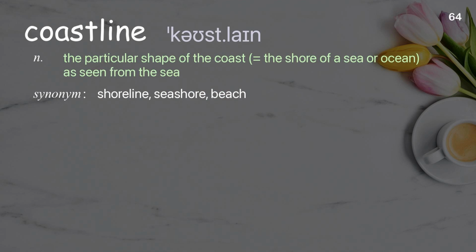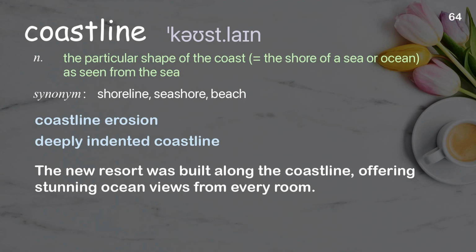Coastline. The particular shape of the coast, or the shore of a sea or ocean, as seen from the sea. Examples: Coastline erosion. Deeply indented coastline. The new resort was built along the coastline, offering stunning ocean views from every room.